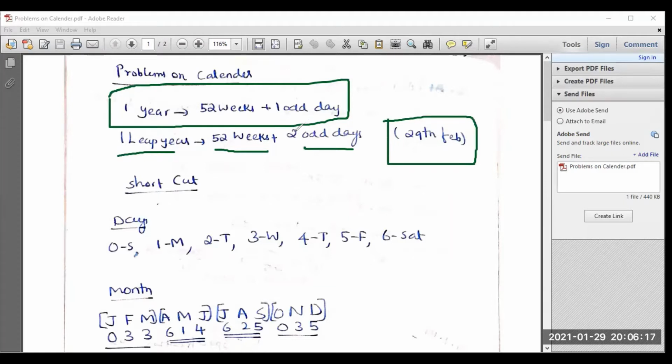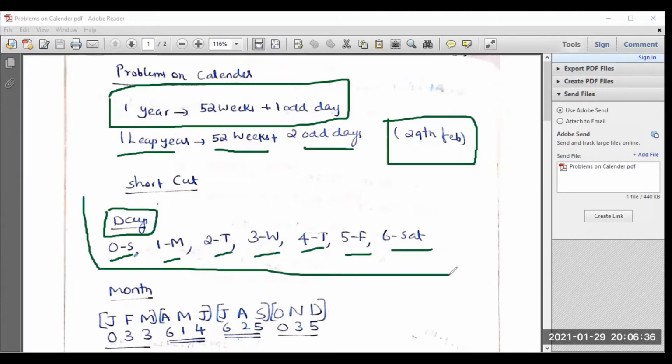The second point you must remember, you have to create some coding. In the sense, first let us consider days. You know, there are 7 days in a week. You can mention like this: 0 for Sunday, 1 for Monday, 2 for Tuesday, 3 for Wednesday, 4 for Thursday, 5 for Friday, and 6 for Saturday. This code also you have to remember. This is the second point you must remember.